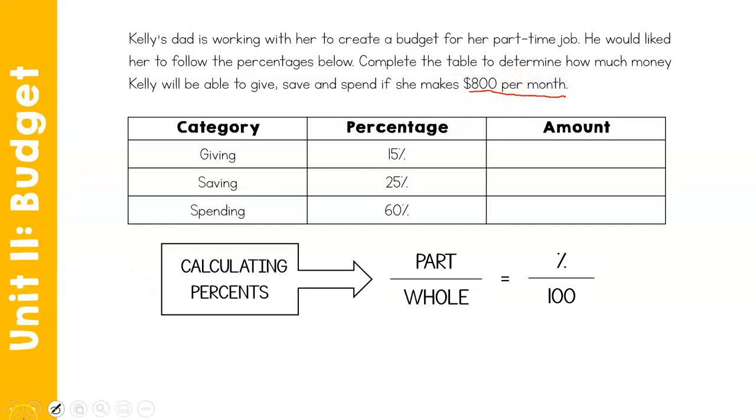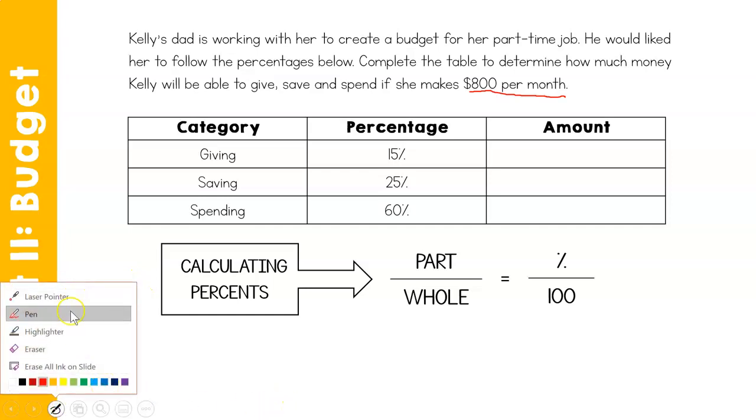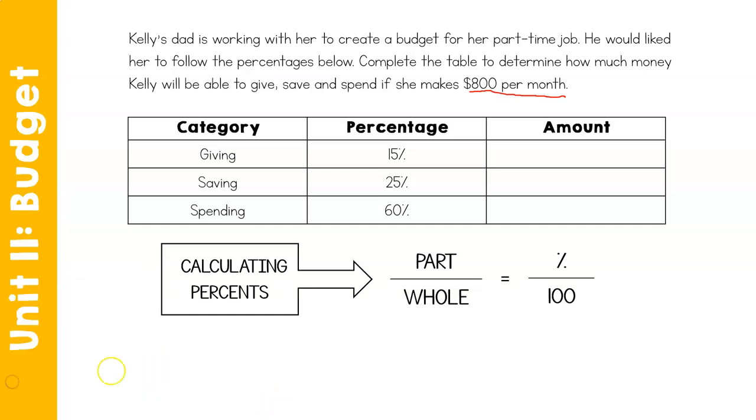Okay, and hopefully this $800 is telling us her total budget, or the whole. So again, we're going to come back and use this calculator, and we're going to use the proportion part over whole is equivalent to a percent over 100 to solve for each one of these. So this time we're given the percentage and we're given the whole, and we're trying to figure out the part. We're given the percentages, and we're given the $800 per month, which is the whole.